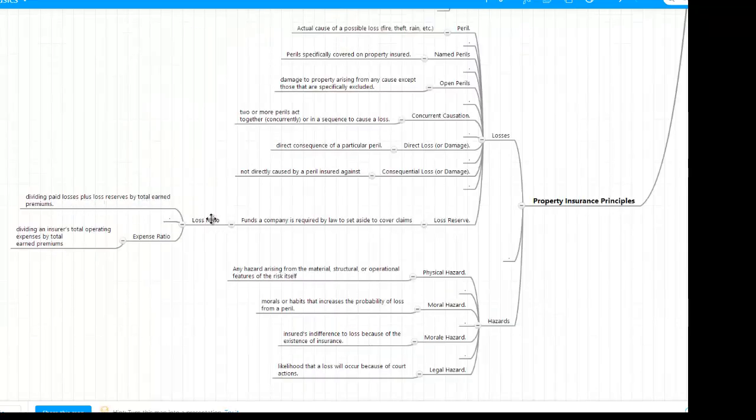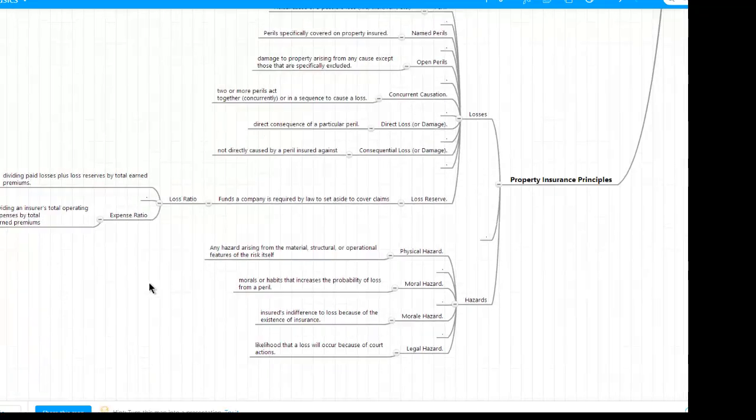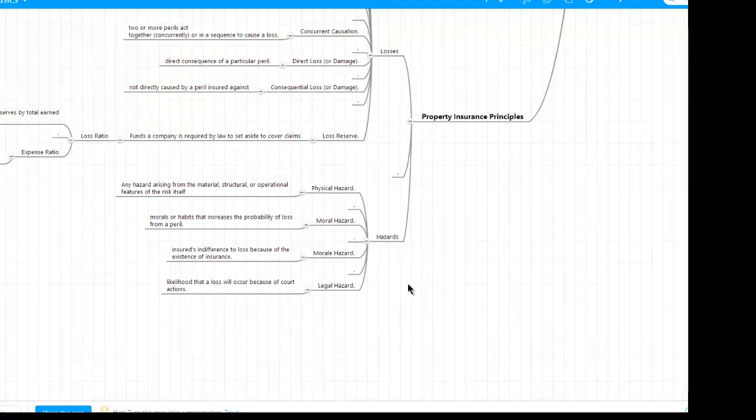So there's something called a loss ratio. If you take the losses plus the reserves and add them together and divide by the earned premiums, you would get that ratio. And down here you have an expense ratio, where you take the total operating expenses and divide it by the total premium. That makes sense. Now, what are the hazards?